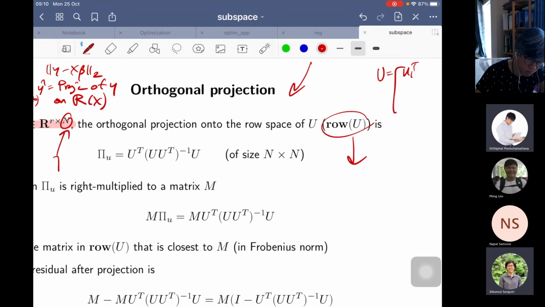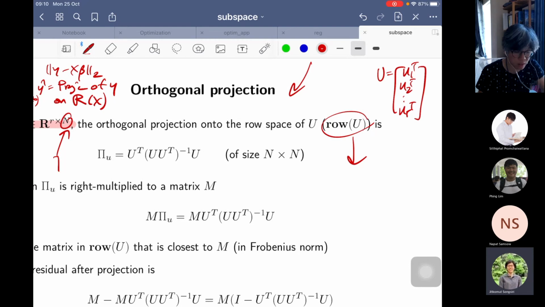Row space is the row of matrix U that made the basis of. So yes, the row space is a collection of linear combinations of row vectors in U.